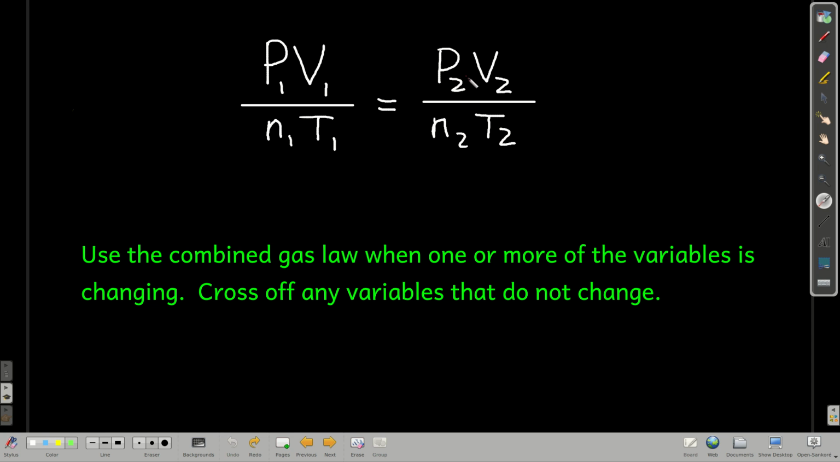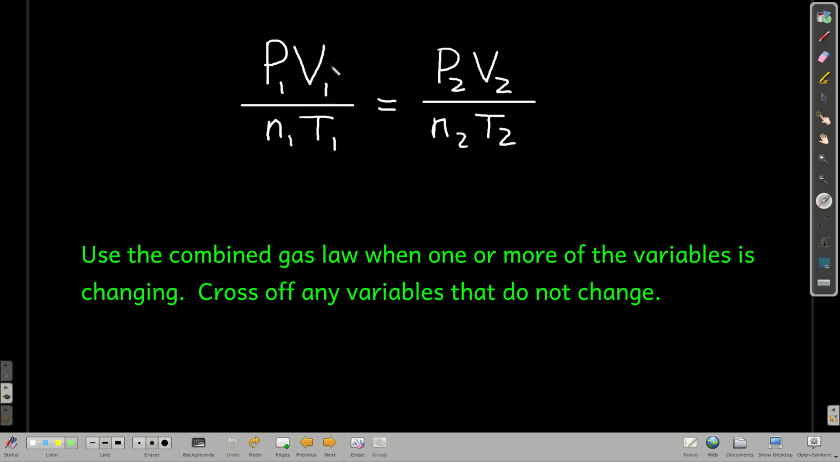Well, what you do is anything that doesn't change, you just cross it off. So let's say you're not told anything about how much gas there is, or if it's added or taken away. So that doesn't change. You cross out n. And let's say the volume's constant. So you cross out V. What you have left is P1 over T1 equals P2 over T2. And all you do is you rearrange this, solving for whatever you want to find.